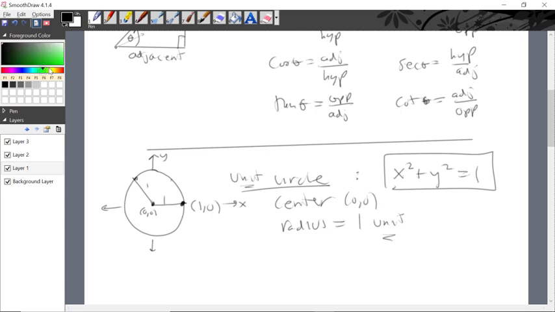Okay, if we are to travel along the unit circle, we can do this either in the counterclockwise direction or clockwise direction, but we say that a positive rotation is considered to be in the counterclockwise direction. So this would be a positive rotation right here.